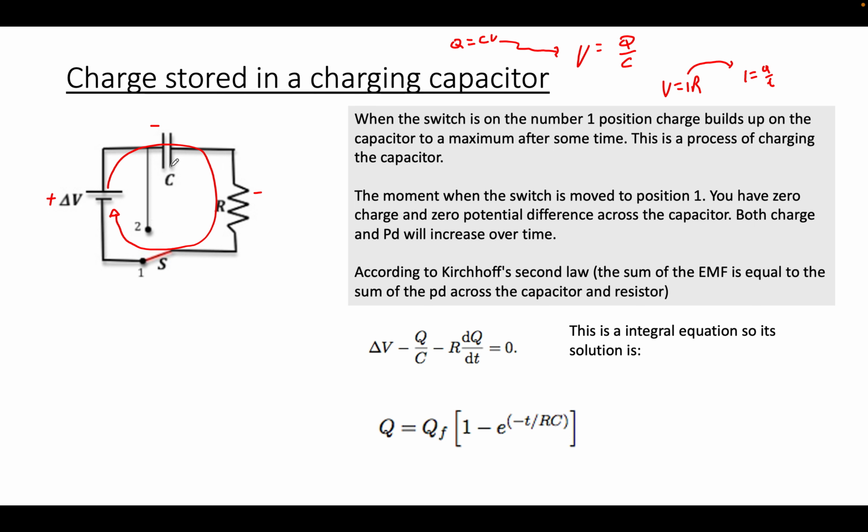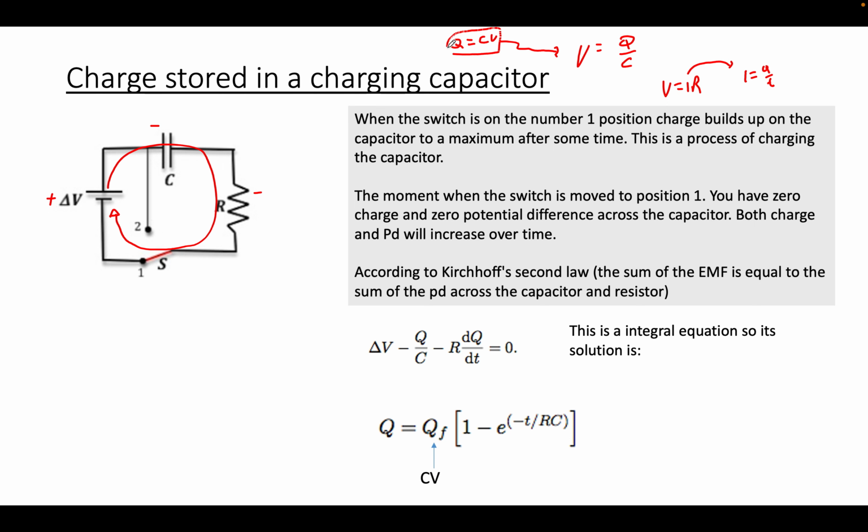The Q, the charge at any time on this capacitor, is equal to the total charge possible multiplied by 1 minus e to the negative t over RC. Okay, so this final total charge, we know we can just use Q equals CV.